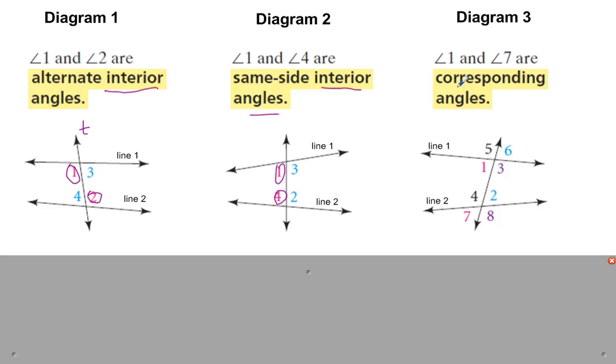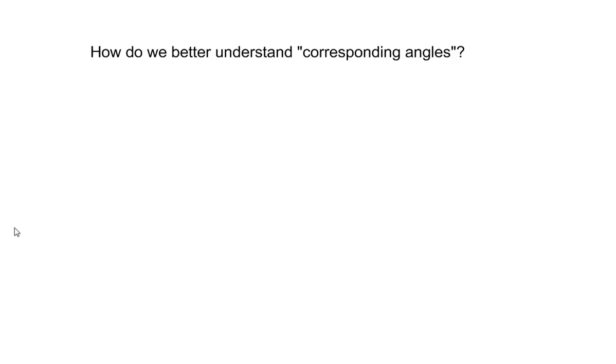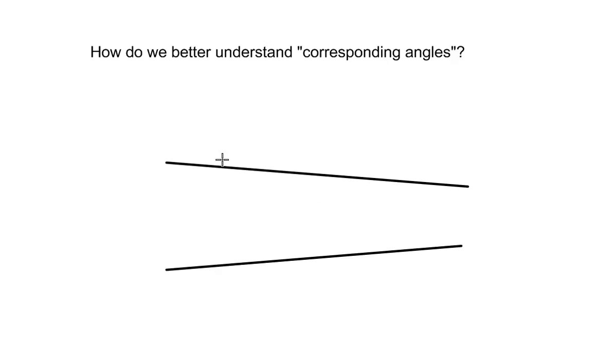Let's take a look at these corresponding angles. Corresponding angles might be a little more difficult to understand, which is why I'm going to try to explain it slightly differently. So imagine I had two lines. Here's a line and there's a line. We'll call this line 1, and we're going to call this line 2. And let's draw ourselves a nice transversal, and here we go. This we're going to call the transversal.